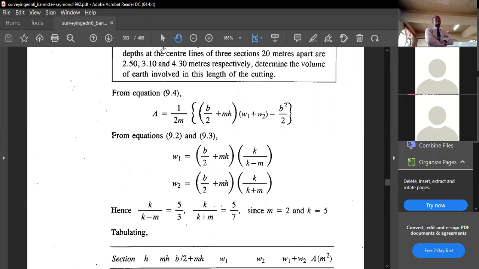We need to also consider the volume after compaction. Okay? The volume before compaction. Are you paying attention to it? The volume before compaction, volume after, which one is bigger for most materials? The volume before compaction, volume after compaction. After compaction, what happens to the volume?